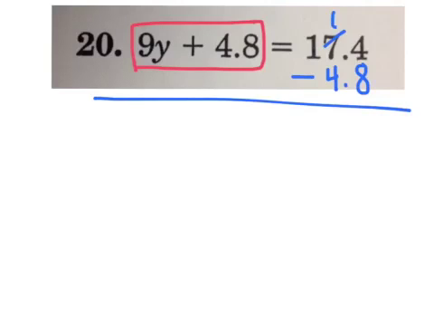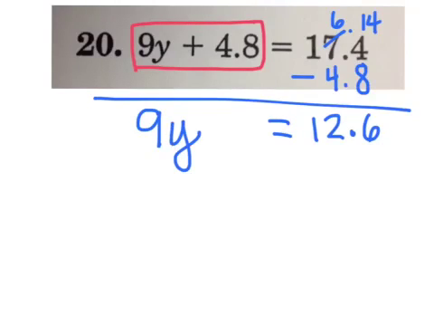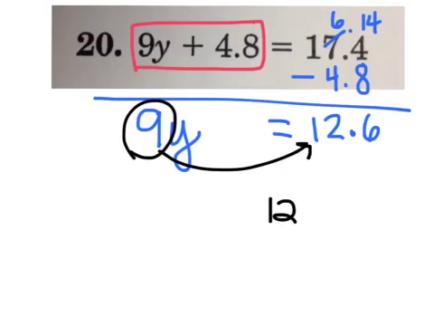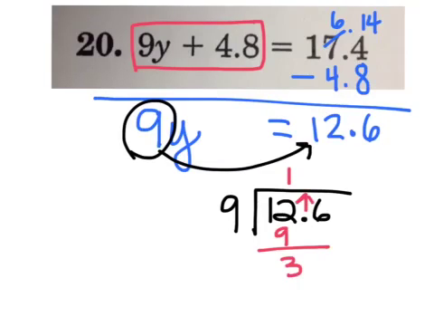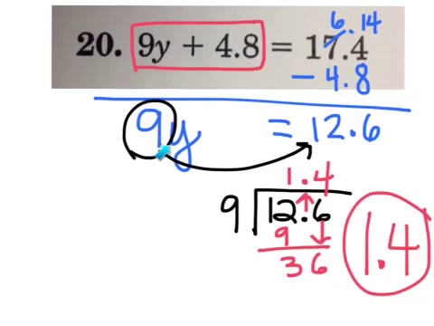If you borrow, you should get 12.6. So the rest of my problem says 9 times a number is 12.6. Last step, instead of multiplying with 9, I'm going to divide with 9. 12.6 divided by 9. You should get 1.4. These numbers are both positive, 9 and 12.6, so it's just a normal question, so your answer just stays 1.4.